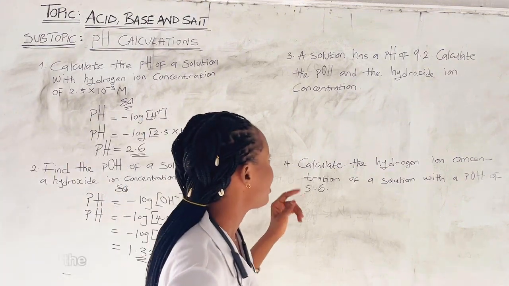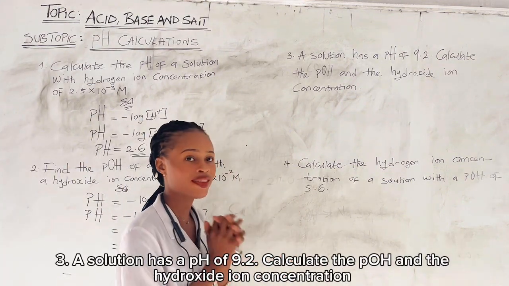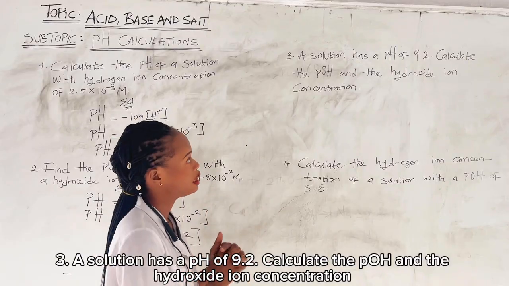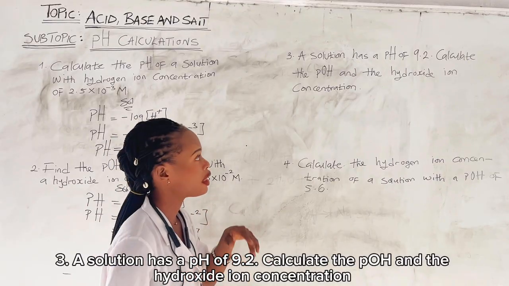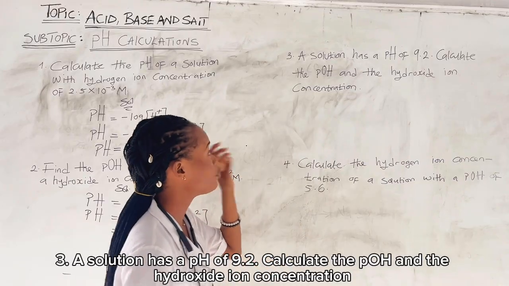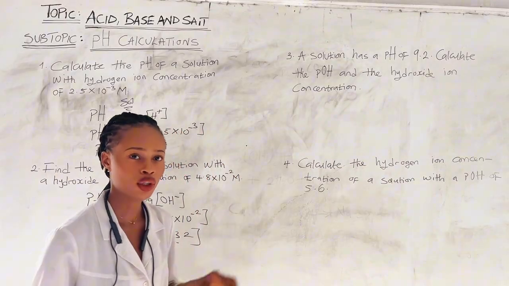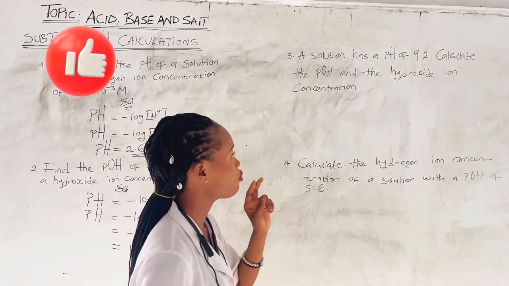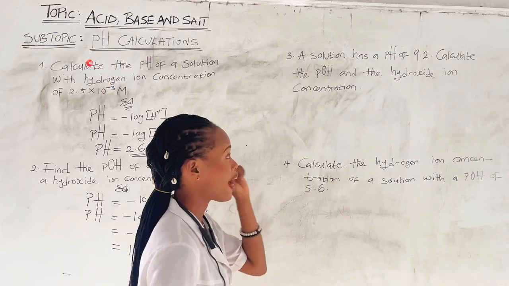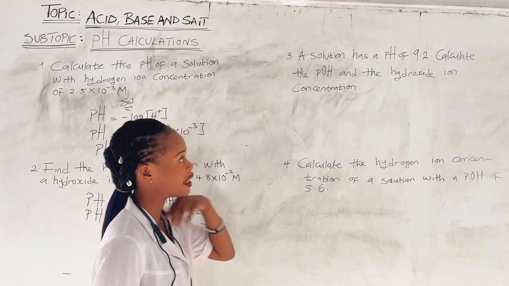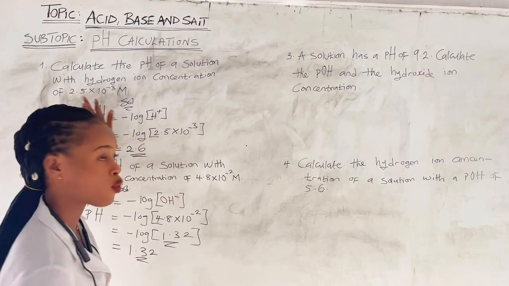Number 3 says a solution has a pH of 9.2. So we're already given the pH for this question. We said the pH is 9.2. And then we're told to calculate the pOH and the hydroxide ion concentration. So we're looking for two things: pOH, and hydroxide ion concentration. You can see that this question is very different from number 1 and number 2.